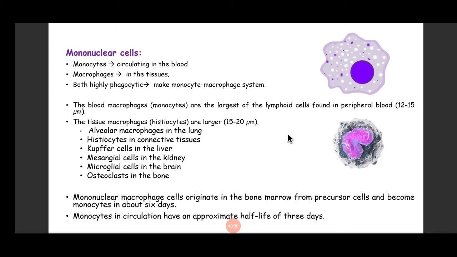The blood monocytes are the largest of the leukocytes. In tissue, they are present in all the tissues. When they are present in lung, they are called alveolar macrophages. When they are present in connective tissue, they are called histiocytes. When they are present in liver, they are called Kupffer cells. These are modifications of macrophages: Kupffer cells, mesangial cells, microglial cells of the nervous system, osteoclast cells in the bones. These are the phagocytic macrophages present in different systems.